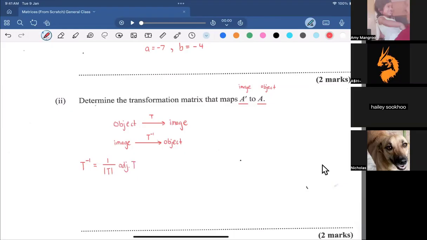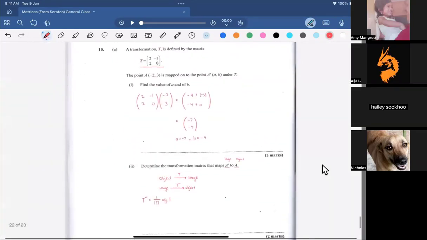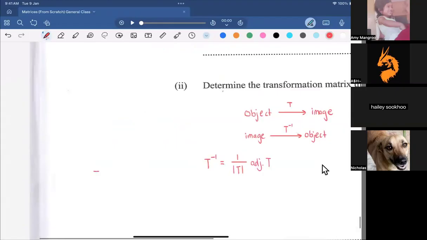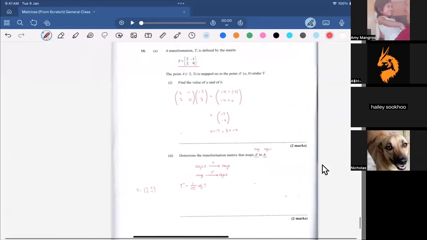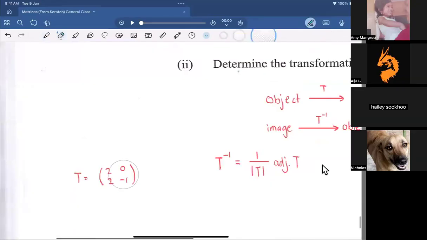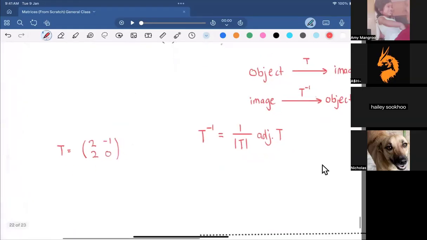Right. So if you want to find the determinant of T, first of all, let me just write T. T is equal to 2, 2, 0, minus 1, 0. Okay, cool.